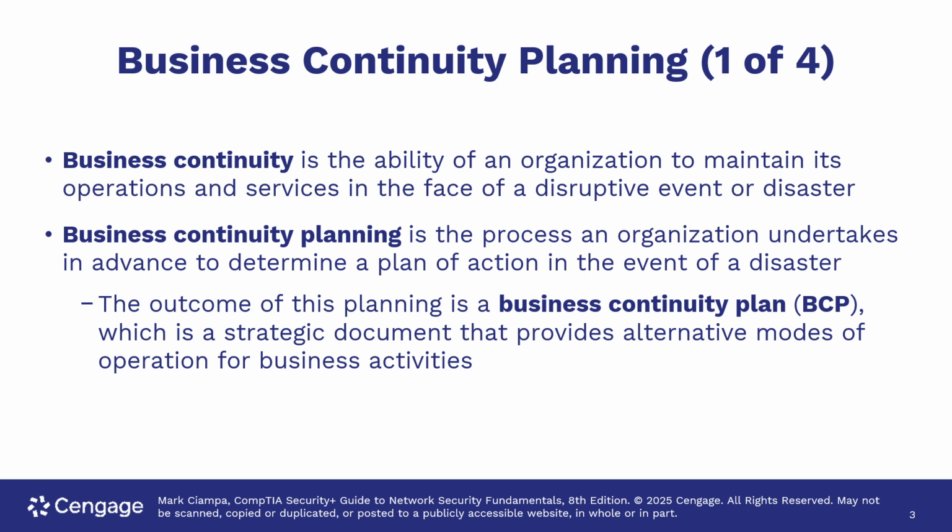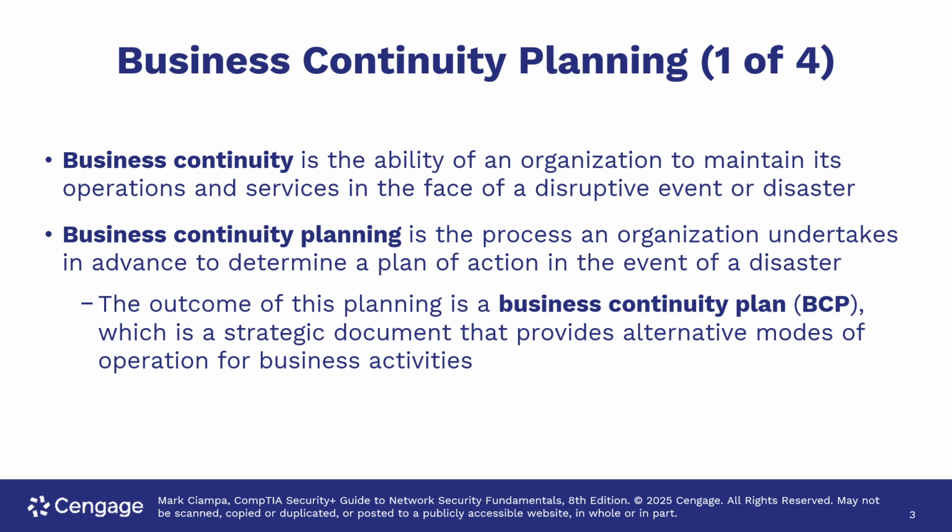So, in any business, the goal of the business is to keep operating. So this first term, business continuity, is the ability of an organization to maintain its operations and services in the face of disruptive event or disaster. Say like if the power goes out, or if there's a fire in a building or something, some other disaster.